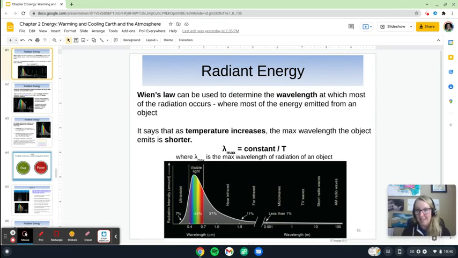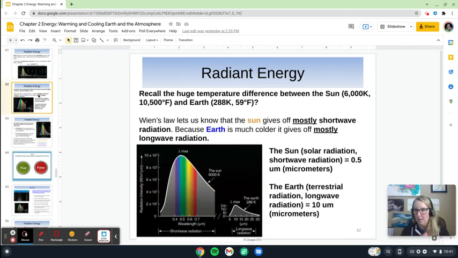So again, in order to determine the max wavelength something emits at, where most of its energy is, that's the wavelength that it's emitting at, all it's based on is temperature. It's a really easy equation. It may look complicated when we're looking at this plot, but it's not that complicated. So let's break it down a little bit more.